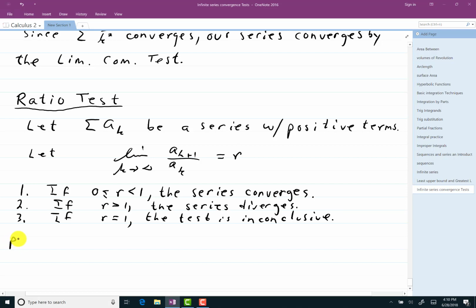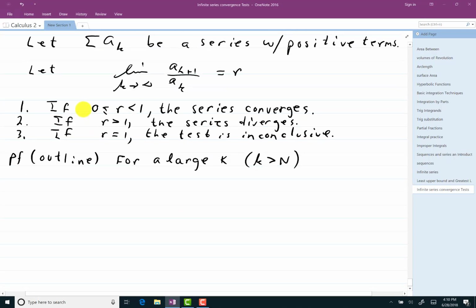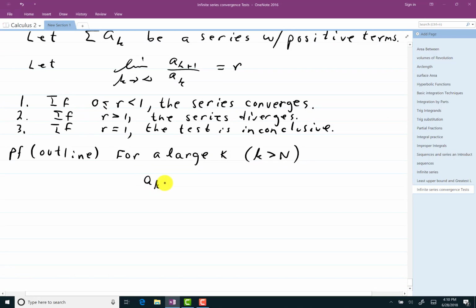Now, the outline of the proof, or how it works, I'll just say proof outline because I'm not going to go through all the messy details. But you would say something like for large values of k, that'd be those k values that are greater than some mysterious n, we would have a sub k plus 1 over a sub k is approximately r, since the limit is going to r. For large values, we're going to be close to r. So a sub k plus 1 is approximately r times a sub k. These are large values of k.